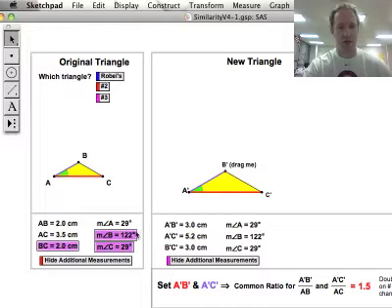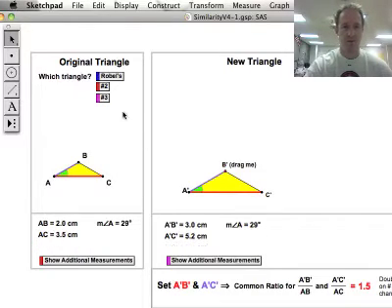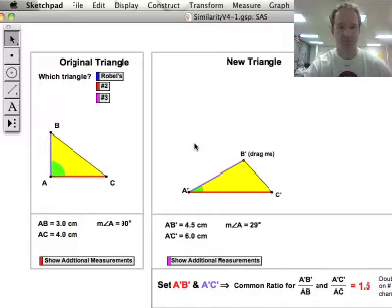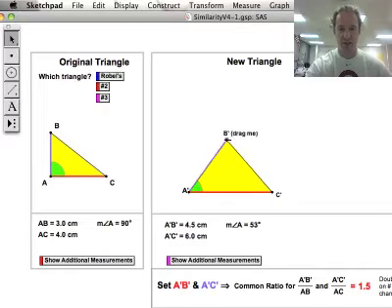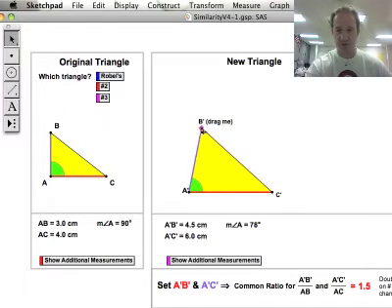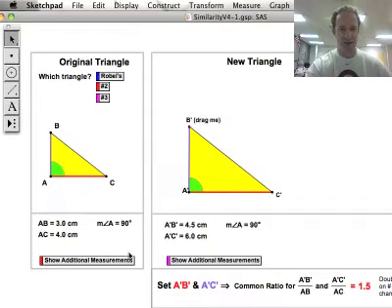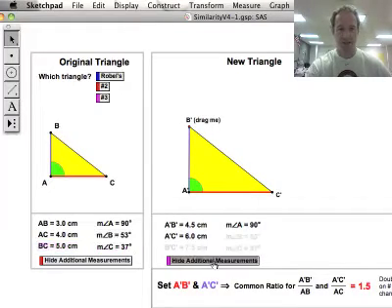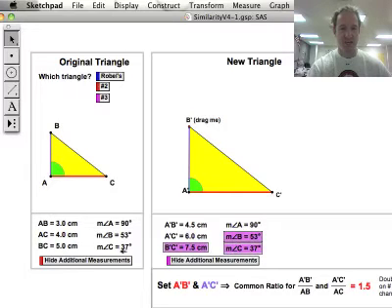Let's try one more case here. Again we've got two pairs of sides giving the same ratio. Let's change this angle so that A and A prime are the same. Now they're both 90. They kind of look like they're similar. And let's check. Look at that, 53 and 37, 53 and 37.